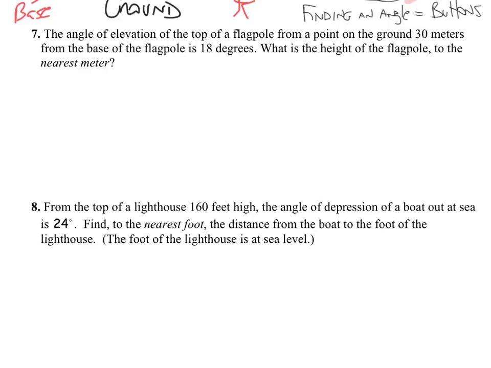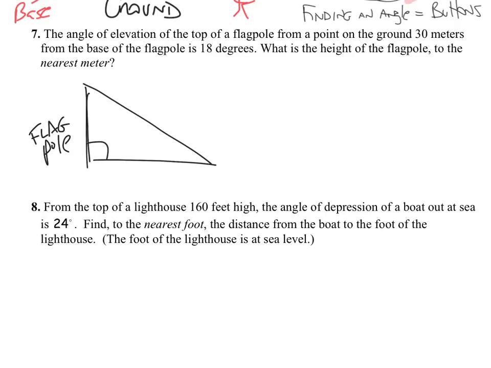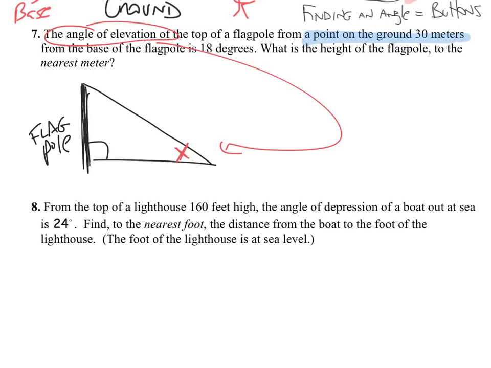Number 7, the angle of elevation to the top of a flagpole. So I'll draw my diagram. The flagpole is going to be this height, this vertical line. And the angle of elevation is always along the bottom. So here my angle of elevation to the top of a flagpole from a point on the ground. So I'm going to have my ground along the bottom. And we have the point along the ground.